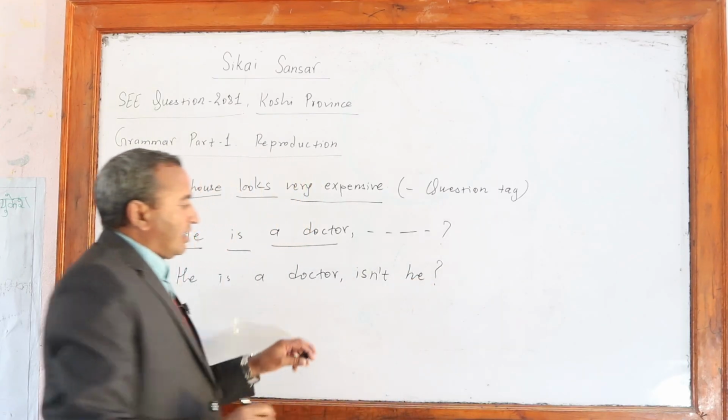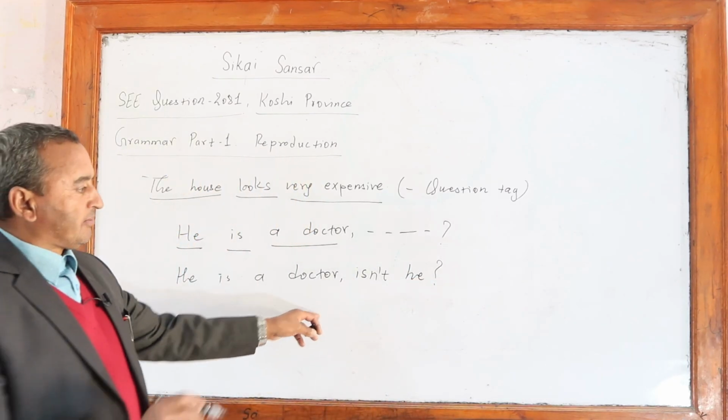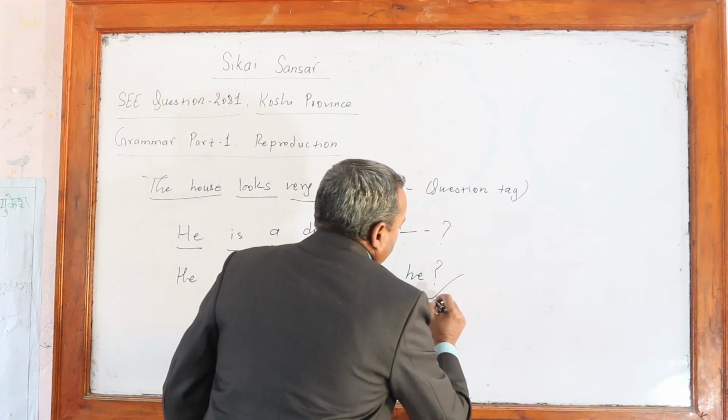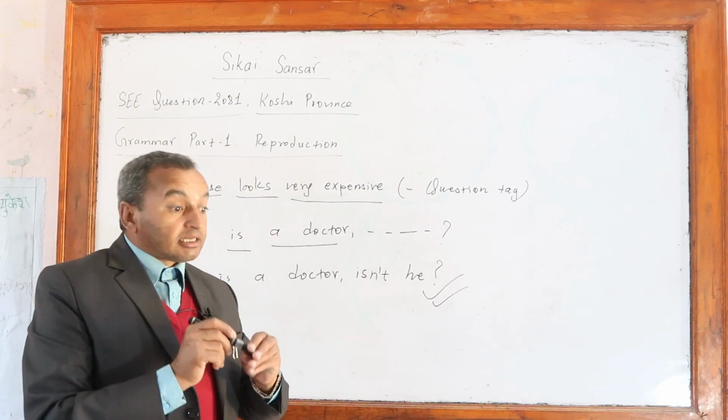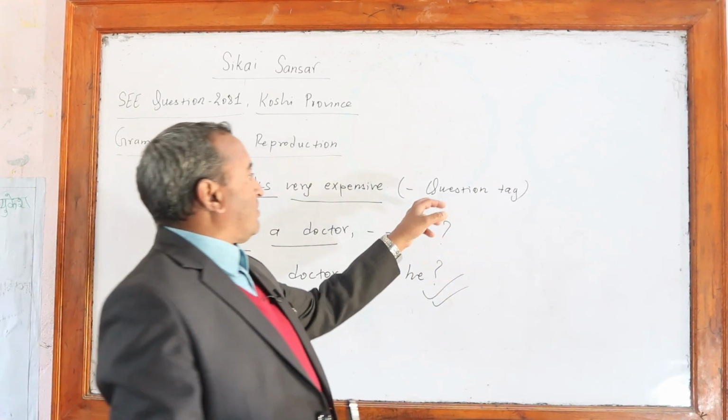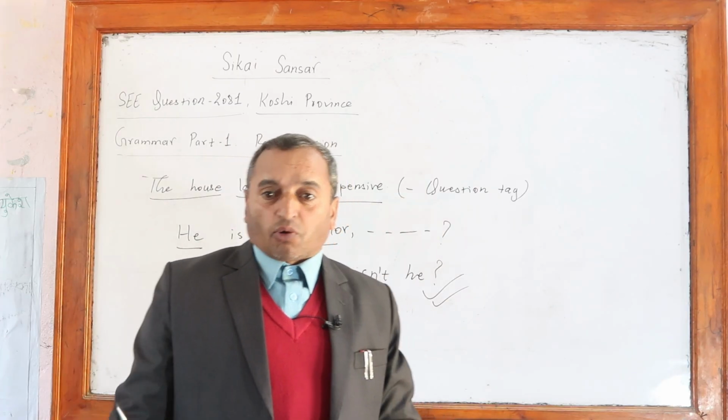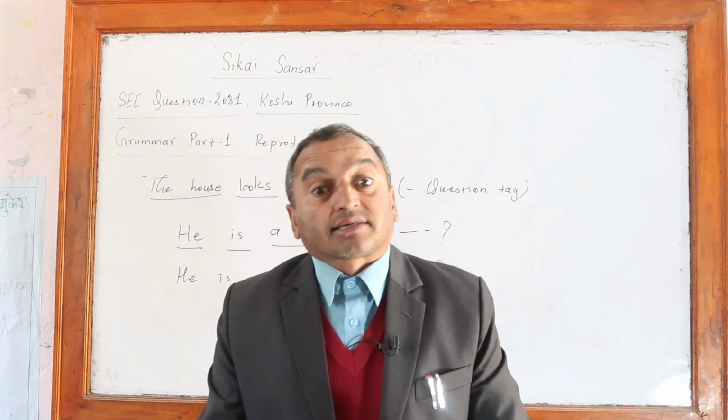So now it is the solution. As we have done this, he is a doctor, isn't he? Like this, it is simpler than that previous one, because in that question there isn't any auxiliary verb given.